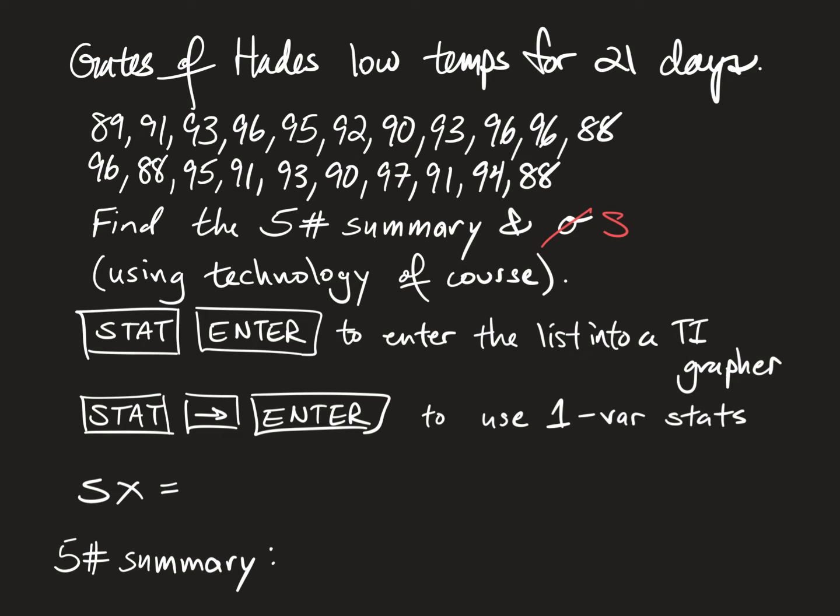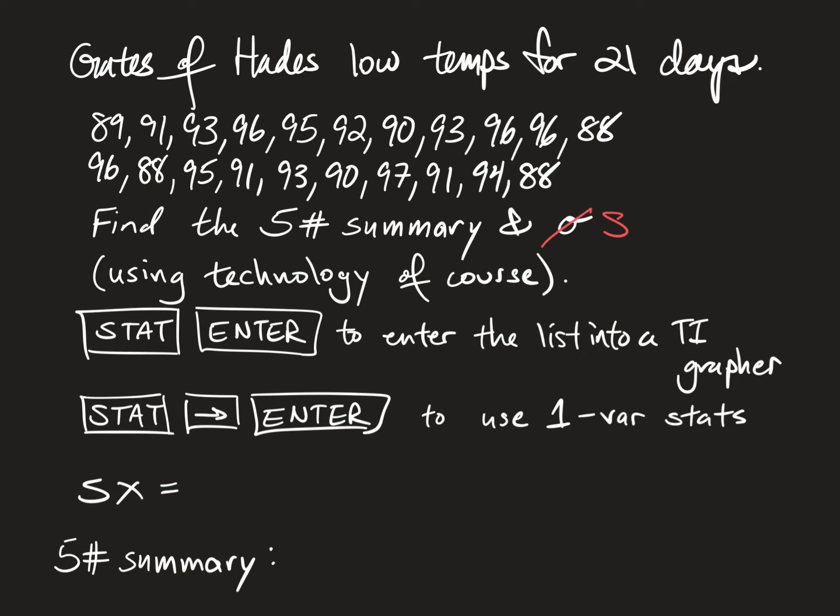I digress. We're going to use technology. In fact, I'm going to use a TI grapher for this information, and you can too if you have one. You can hit Stat, Enter to enter the lists into your TI grapher. And once you have the information in the grapher, you will hit the buttons Stat, the right arrow, and then Enter to bring up One-Var Stats. Just make sure when you're using One-Var Stats, the list you're using matches the list where you put your information.